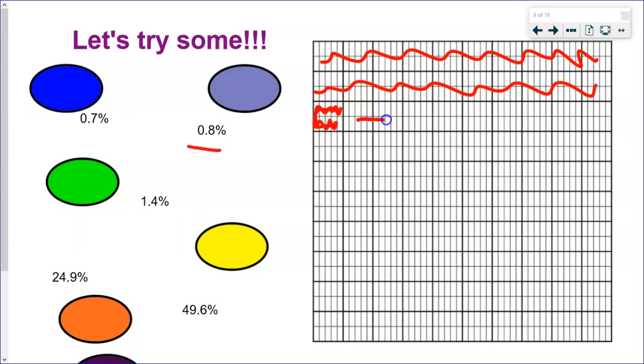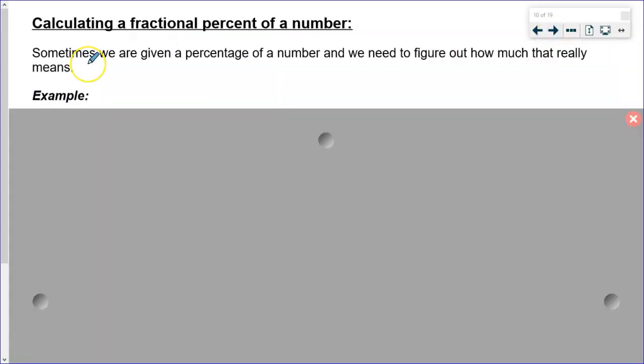Let's add 4 more. 1, 2, 3, 4. Sorry, 24.9%. Okay, and 49.6% would be 30, 40, 9.6. We would do 6 of these. All right, so that's what it looks like on the thousandths grid.